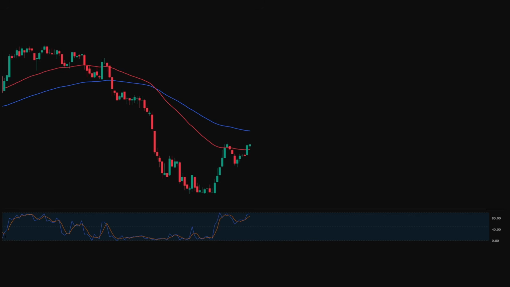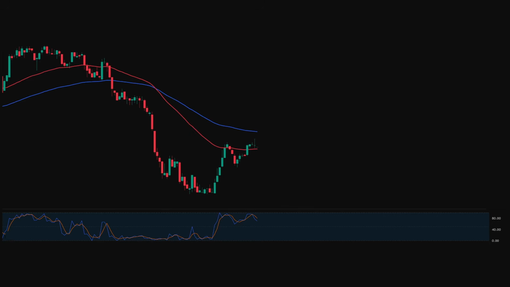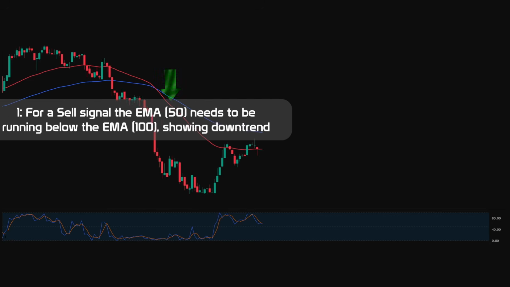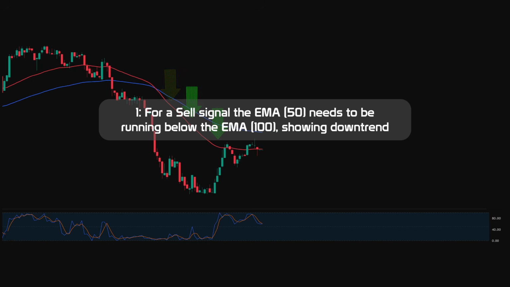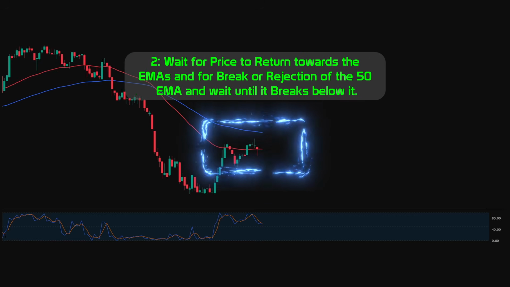Okay, let's look at a sell trade. So the signal for taking a sell trade is basically the opposite from a buy trade. The EMA 50 is below the EMA 100, indicating a downtrend. Wait for price to return to the 50 EMA and ideally retest it and break back under.